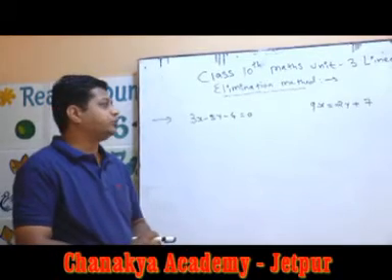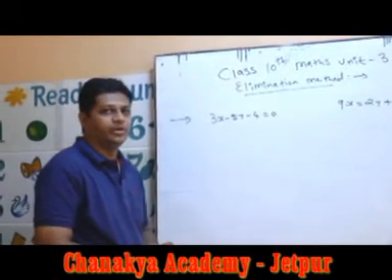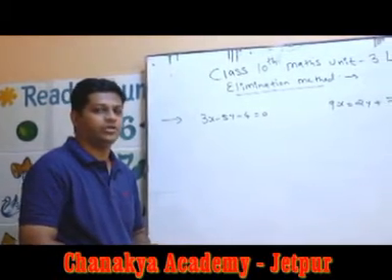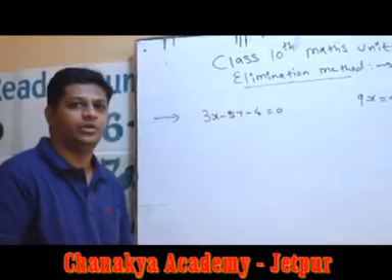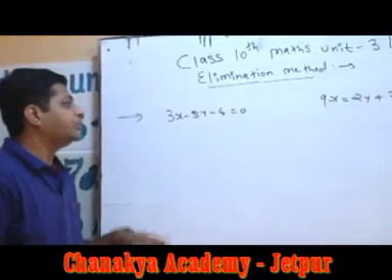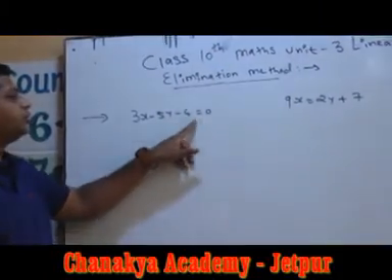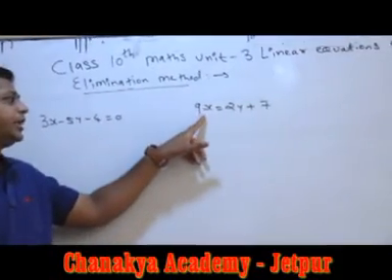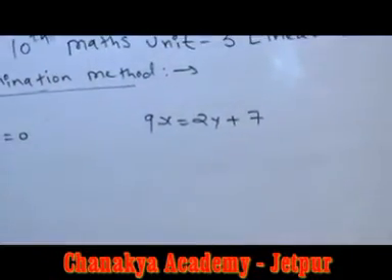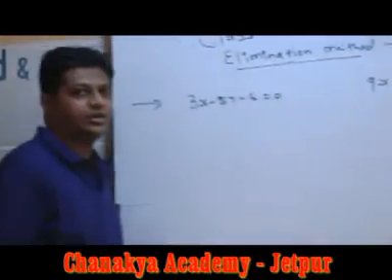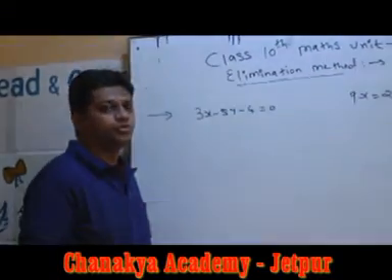Okay students, now moving to next question. Here using elimination we are solving the equation in order to obtain the values of x and y. Okay, 3x minus 5y minus 4 equal to 0. Next 9x equal to 2y plus 7. Okay students, I have not marked it as equation number 1 or 2.